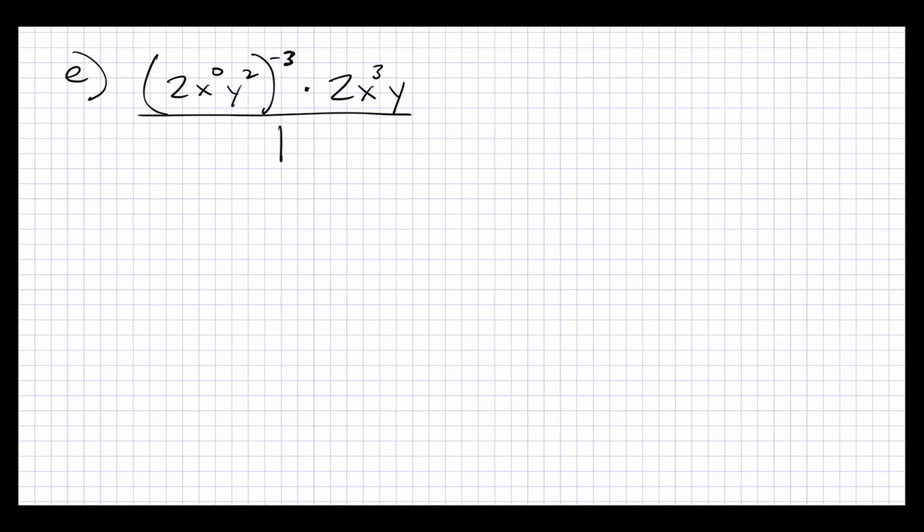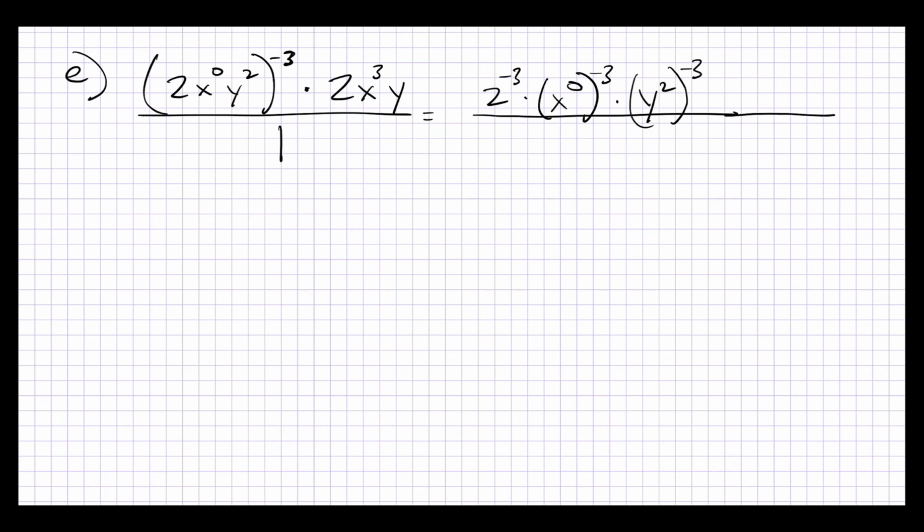Parentheses. Take care of the parentheses. I have 3 things on the inside: a 2, an x to the 0, a y to the second. Each of them is going to get a negative 3 power. So it's 2 to the negative 3 power, x to the 0 to the negative 3 power, y to the second to the negative 3 power. Everything else stays the same.